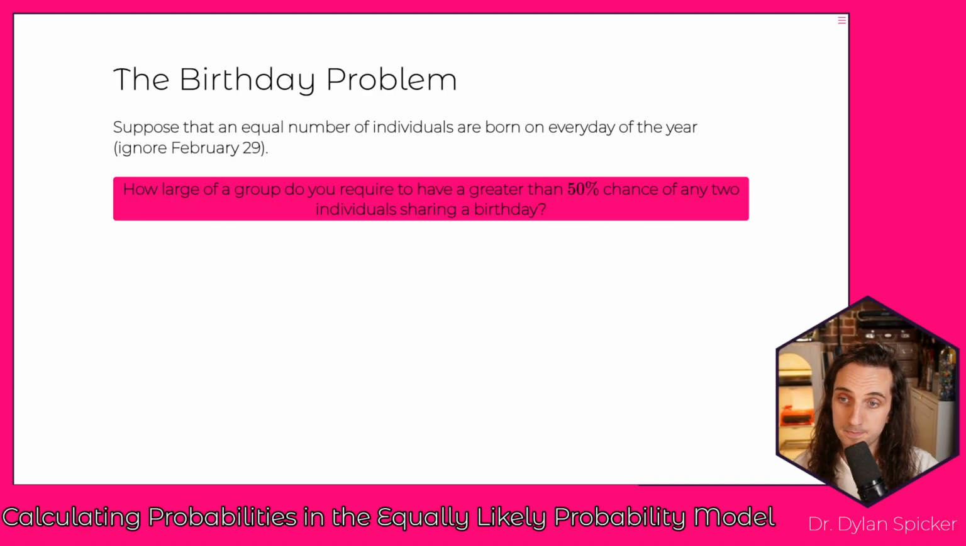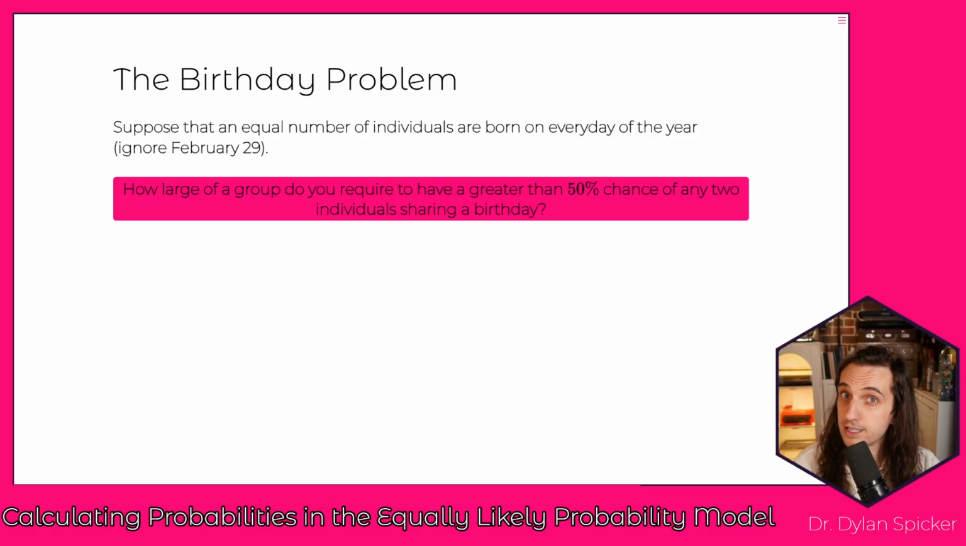To take one final example here, we can think about what we call the birthday problem. So to set up the birthday problem, suppose that an equal number of individuals are born on every day of the year. We'll ignore February 29th. So there are 365 days in the year. The question that we want to answer is, how large of a group do you require in order to have a greater than 50% chance that any two individuals end up sharing a birthday?